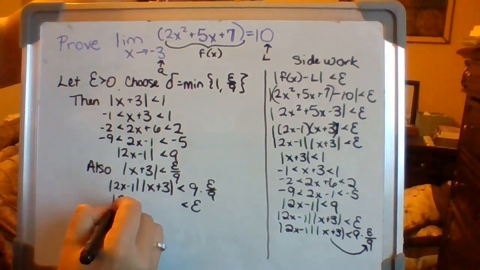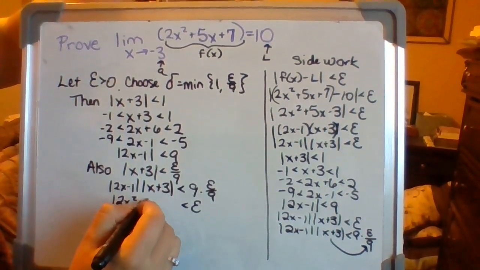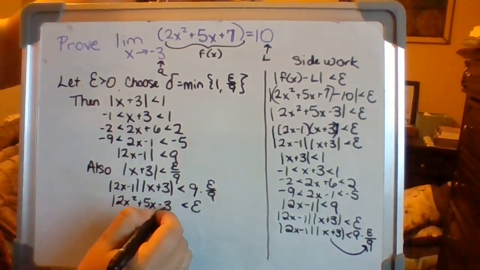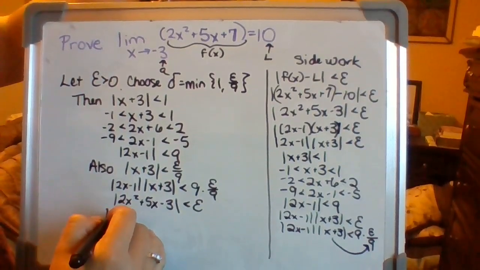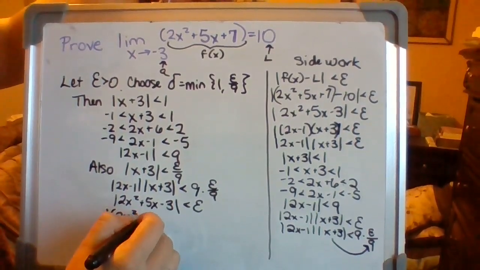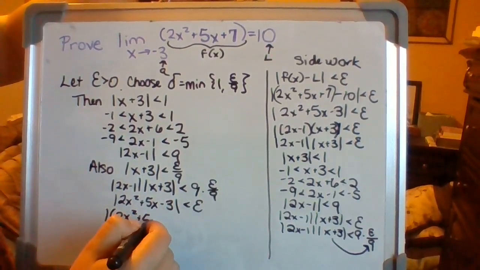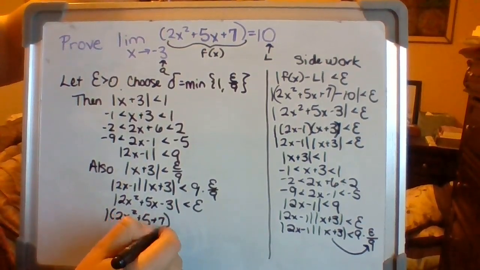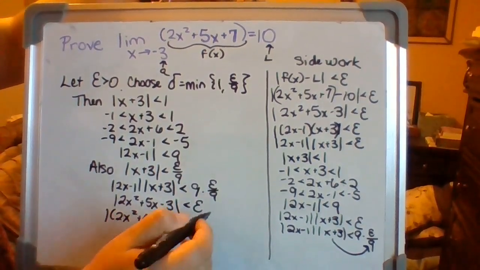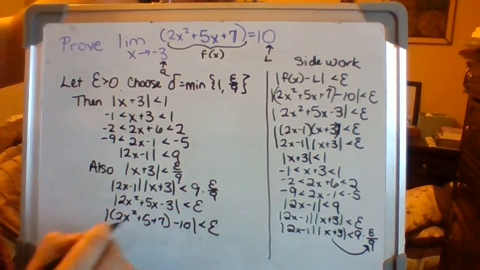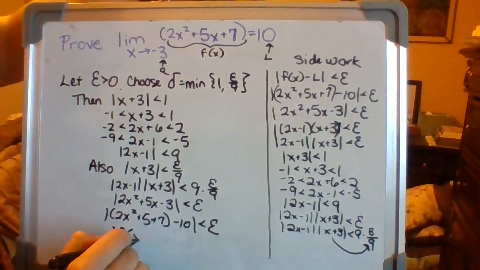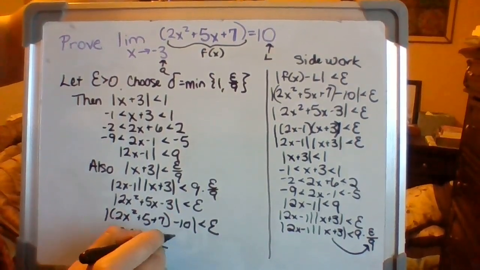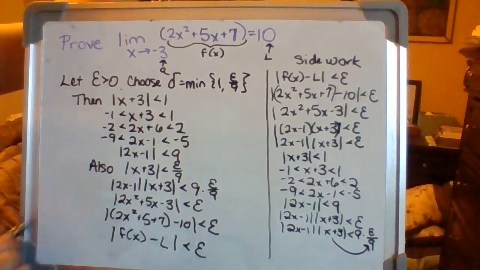All right, let's do some math over here. 2x squared plus 5x minus 3. Oh, let's see. If we do 2x squared plus 5x and we add 7 and then subtract 10, that's the same thing. But ta-da! This is our f of x, and this was our L. Statement proven.